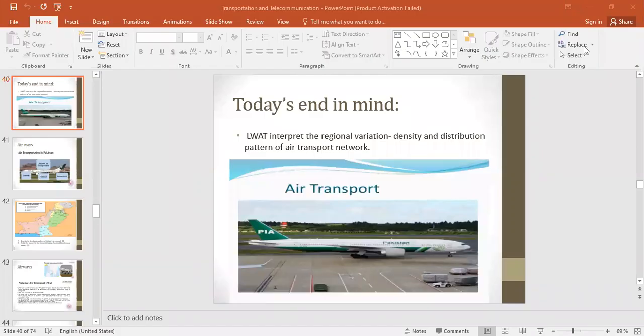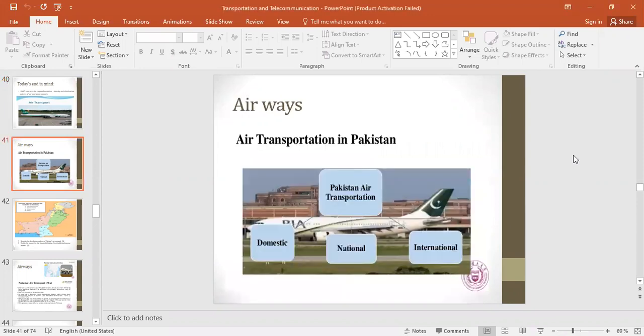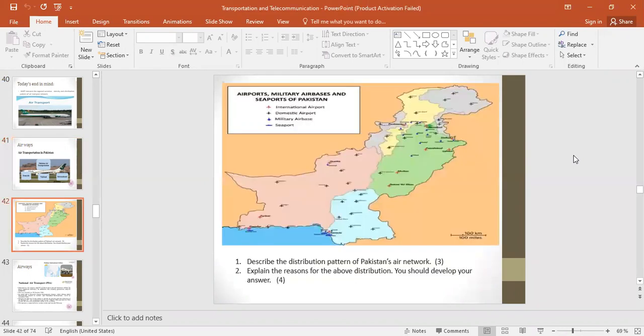Assalamu alaikum, dear students. Now we will be studying how to interpret the regional variation, density, and distribution pattern of the air transport network in Pakistan. Let's proceed. This is air transportation in Pakistan, which includes domestic, national, and international flights, right? PIA, Pakistan International Airlines, is the main government authority in Pakistan. That's the national airline of Pakistan, also, right?